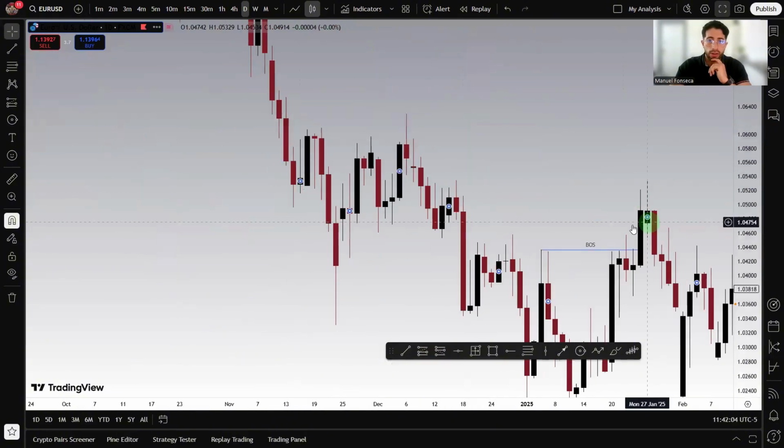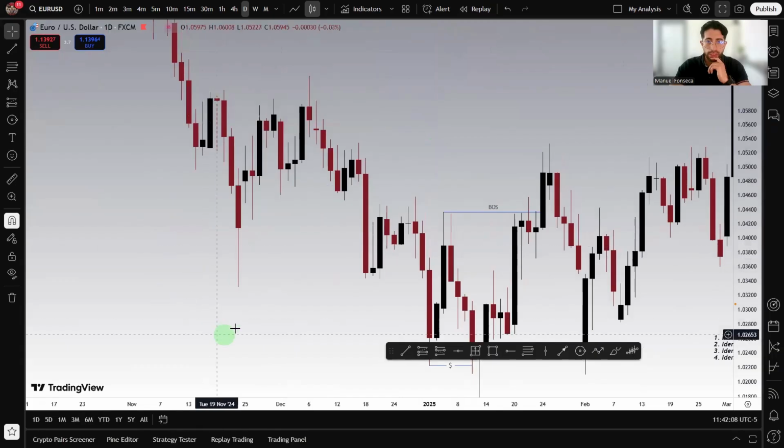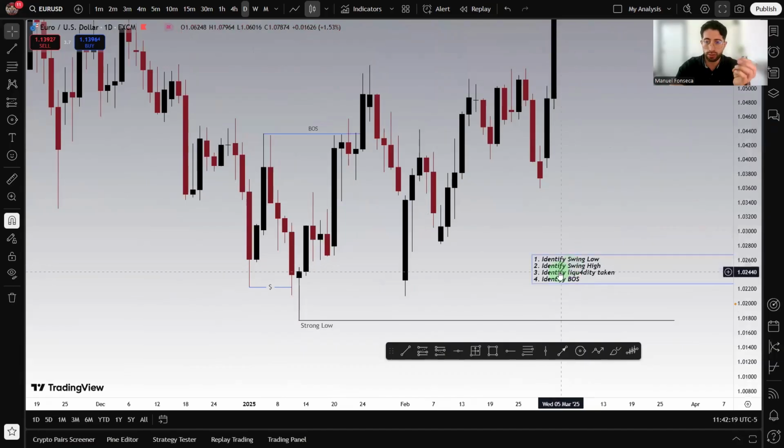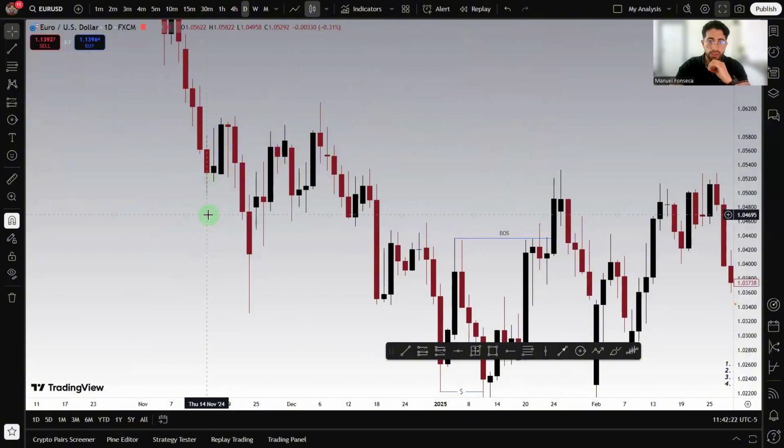Now, people may think at a certain point that, for example, in this case, this may be a strong low. If you try to apply these analyses, identify the swing low, the swing high, and the break of structure, you will see that in this case, something is missing. This will be the swing low, this will be the swing high, correct? Let's try to do the exercise. So this is the swing low.